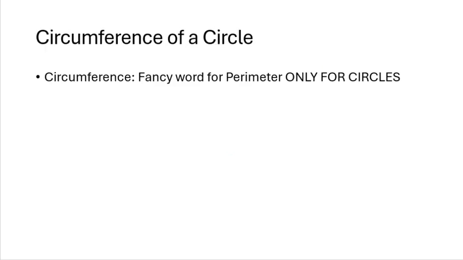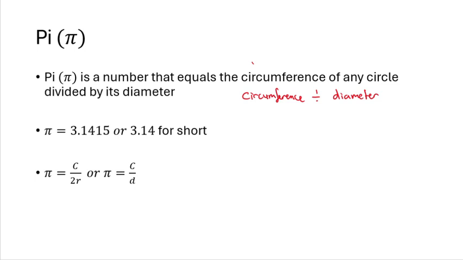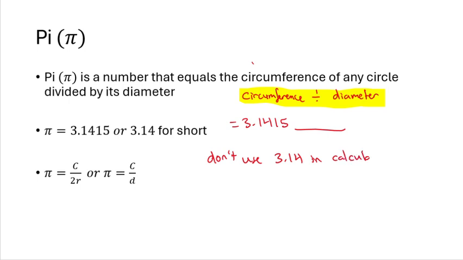Okay. Now, circumference of a circle. The word circumference is just a fancy word for perimeter. But the word circumference only applies to circles. Only for circles. Now, just remember the symbol pi here. Pi is given whenever you take a circle's circumference and divide it by its diameter. And it usually ends up as 3.1415, and then obviously the rest is history. Now, when you're doing calculations, don't use 3.14 or 3.1415 in calculations, okay? Use the pi symbol. It is more accurate.